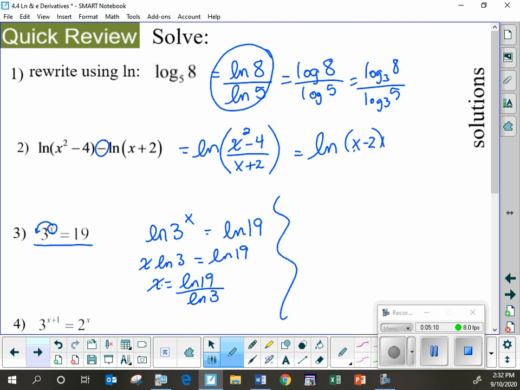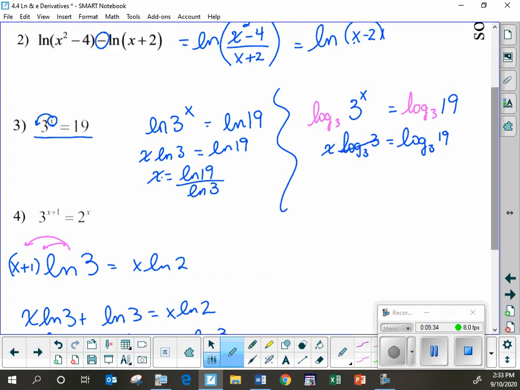Now, others may have said, why didn't she do it this way? Why not introduce log base 3? And you're right, you definitely could. Still use the power rule, and I get x coming down. I'd have x times log base 3 of 3 equals log base 3 of 19.